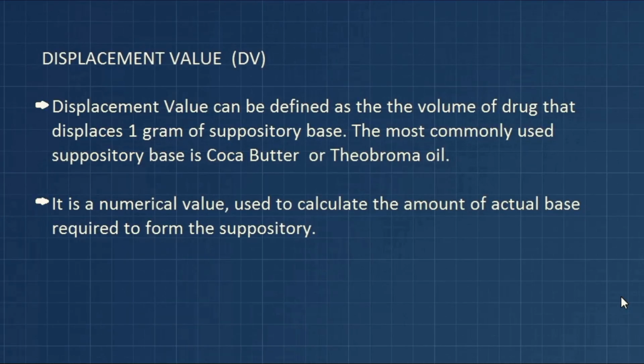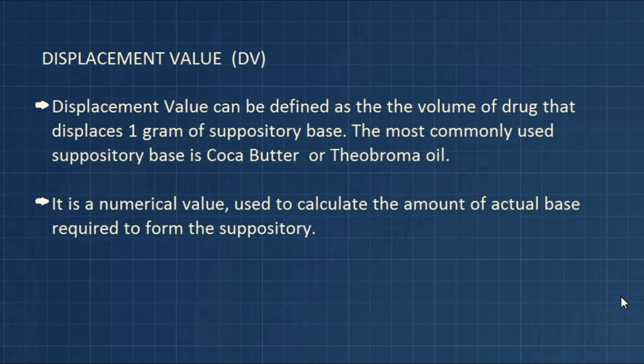Let's talk about the displacement value. First of all, I want to discuss the definition of displacement value. Displacement value can be defined as the volume of drug that displaces 1 gram of the suppository base, and the most commonly used suppository base is cocoa butter or theobroma oil.